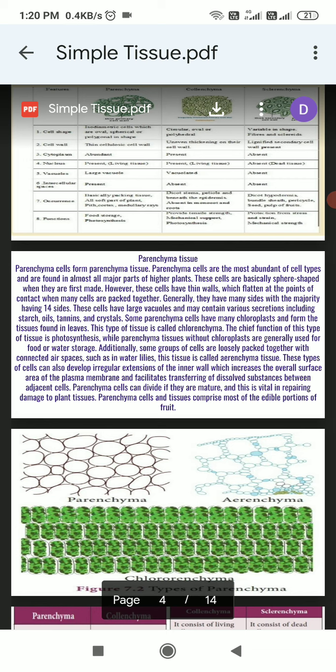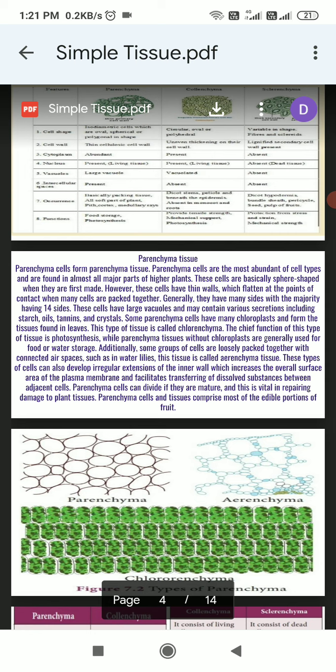storage and water storage. Sometimes this group of cells is loosely packed together with connected air spaces, such as in water lilies. This tissue is called aerenchyma tissue. This type of cell can also develop irregular extensions of the inner wall, which increase the overall surface area of the plasma membrane and facilitate transfer of dissolved substances between adjacent cells.